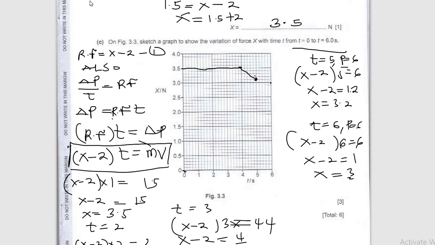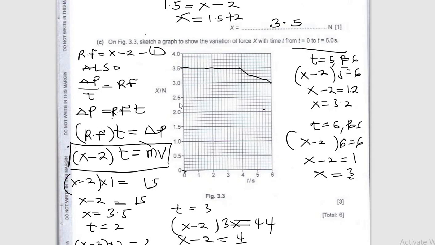Okay, let me sketch it properly. As you can see, from 0 to 4 it is constant. When t is 5, it is 3.2, and then 3 at t is 6. Yeah, this is the graph.